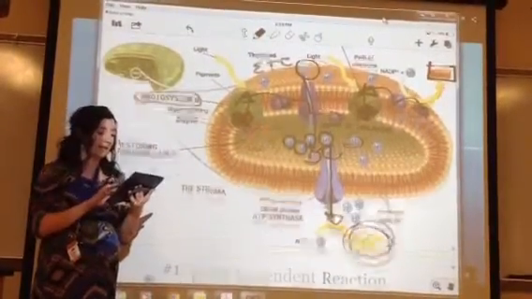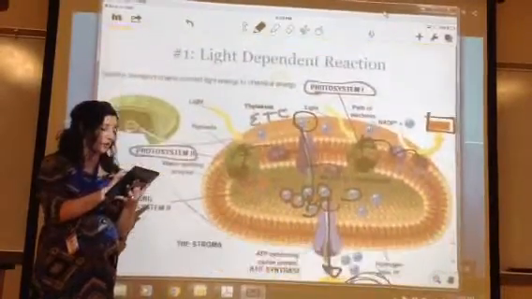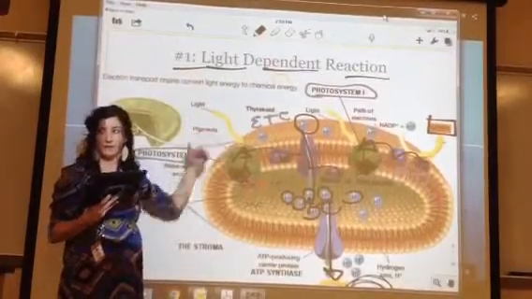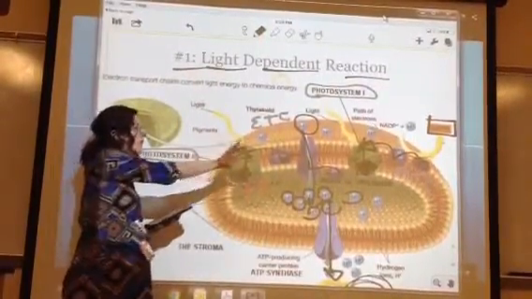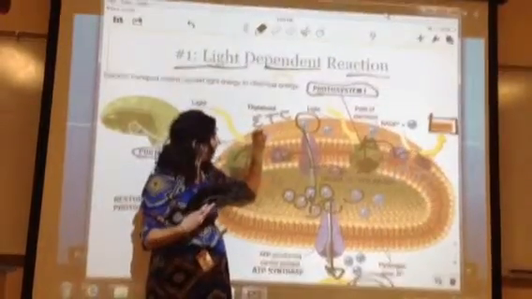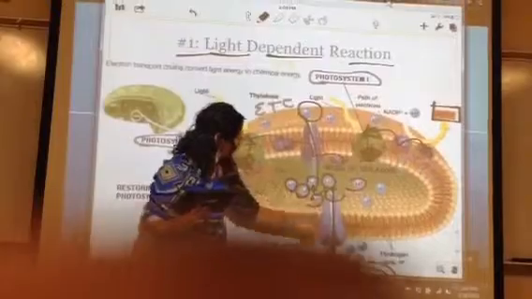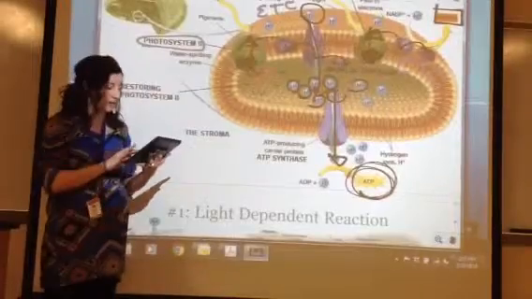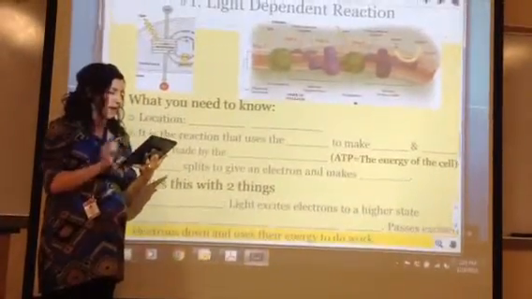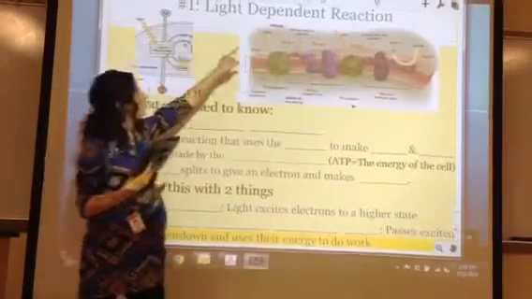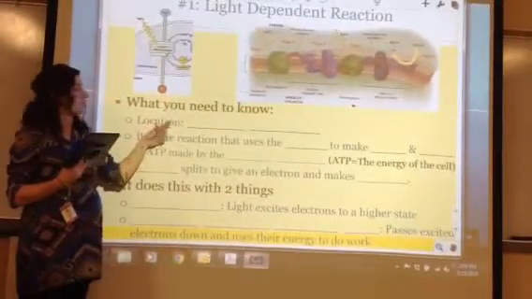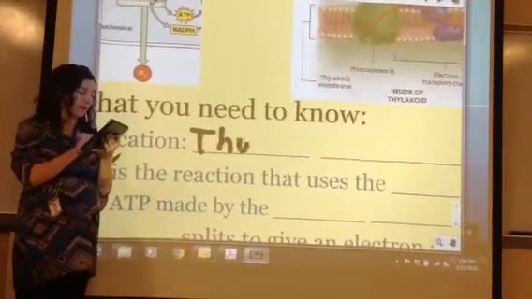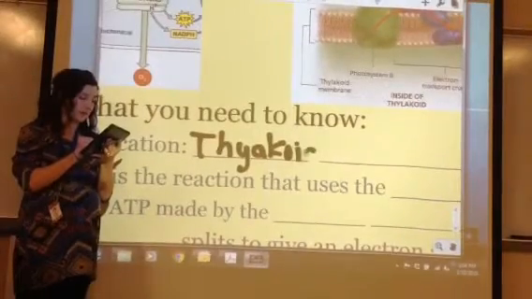That is the light-dependent reaction, the first one, because it depends on the light. Alright, and then all this stuff we just made, the NADPH and the ATP, is going to go over to the second guy. Alright, so all you need to know about the light-dependent reaction is the location. Where is this happening? Yes, and inside the chloroplast it is happening on the thylakoid membrane.